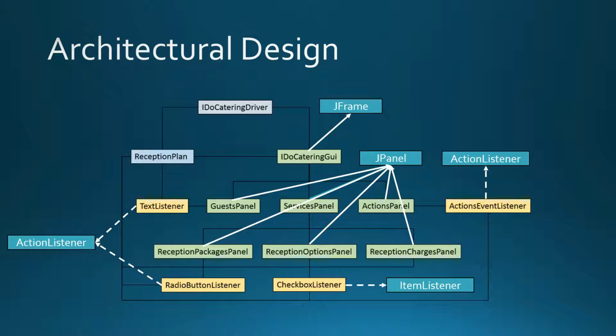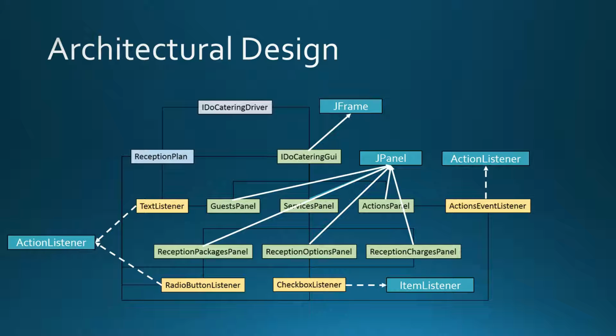Further, the services panel is itself going to be a container for 3 other panels: the reception packages panel, the reception options panel, and the reception charges panel. So our GUI is actually going to be a hierarchy of JFrame and JPanel objects.